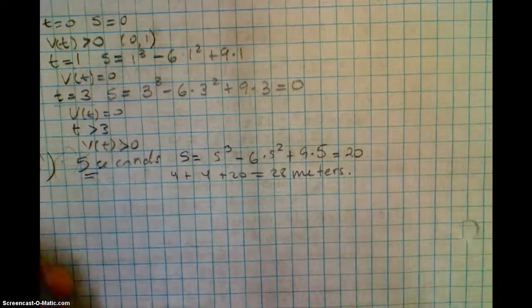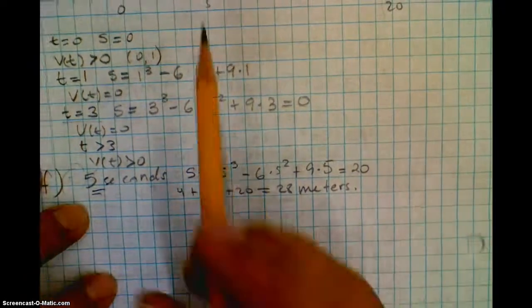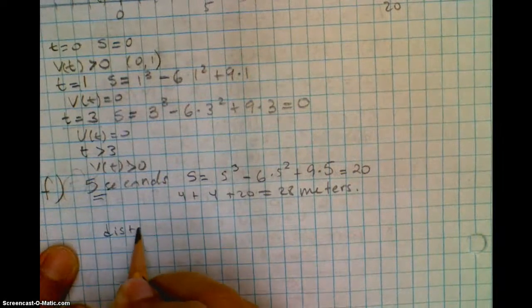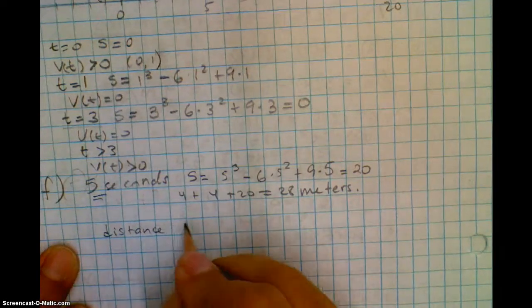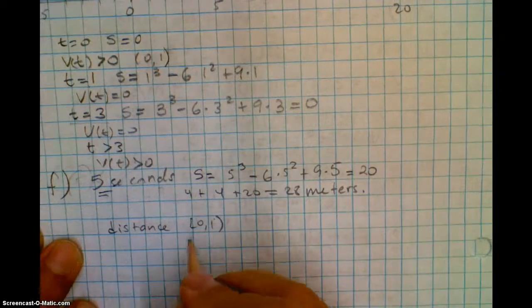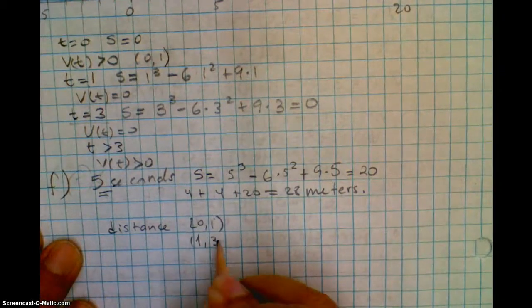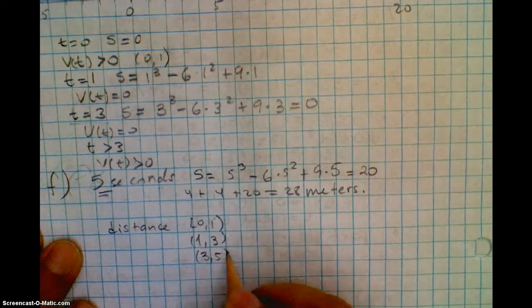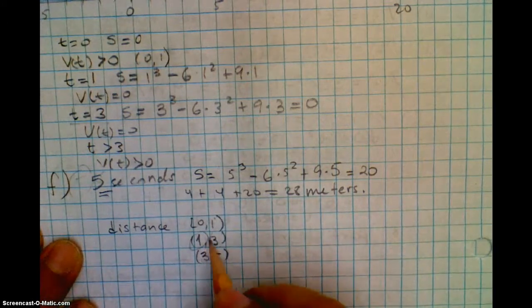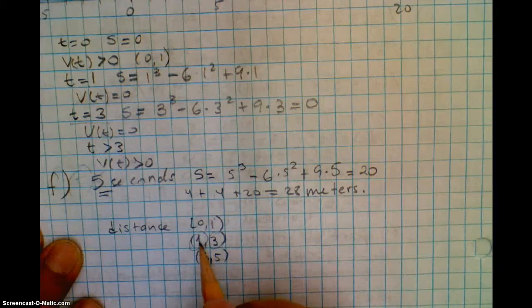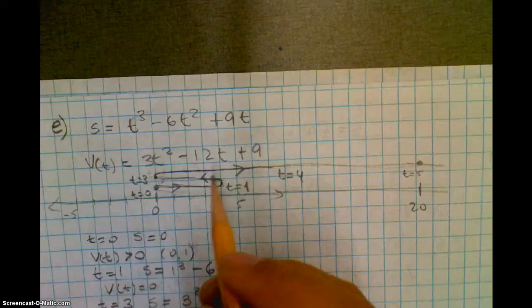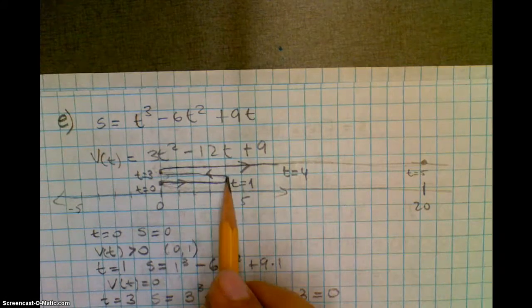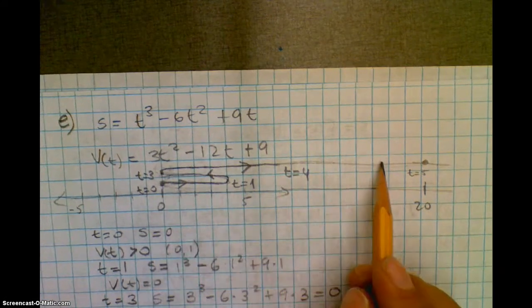Now, if I don't want to do it that way, if I want to do it algebraically, then I have to calculate the distance that the particle traveled between 0 and 1, between 1 and 3, and between 3 and 5, because these are the parts where the particle turns around and switches direction. So I want to know how much it went the first time the particle went right, the first time that it went left, and then the second time that it went right.